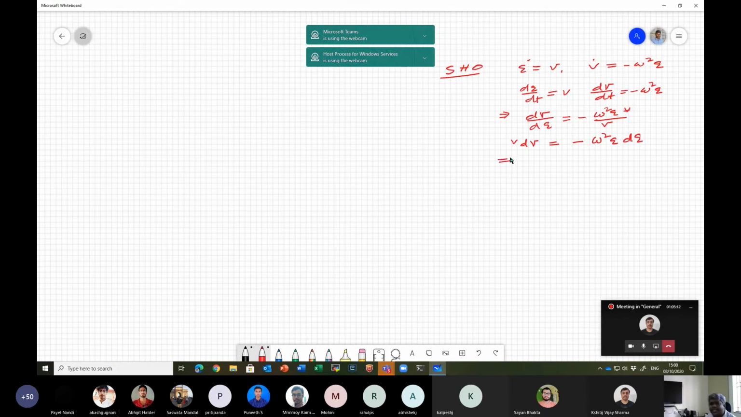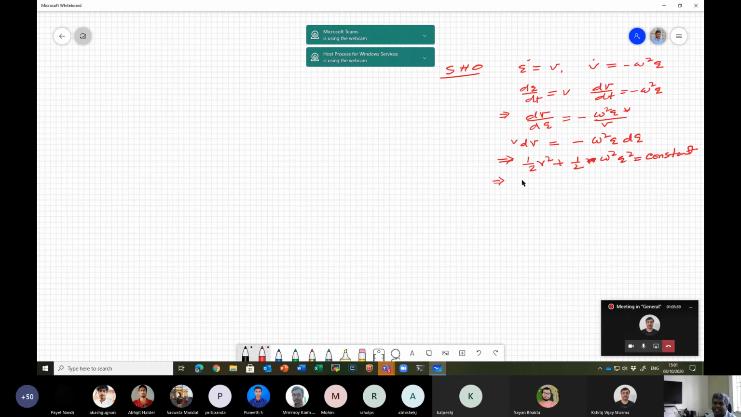So if you do the integration of this equation, what will you get? Half of v square plus half of, sorry, it should be omega square q square is equal to constant. Correct? Now, basically, this constant is the constant of integration. Now, you see these things. We can play with this equation.